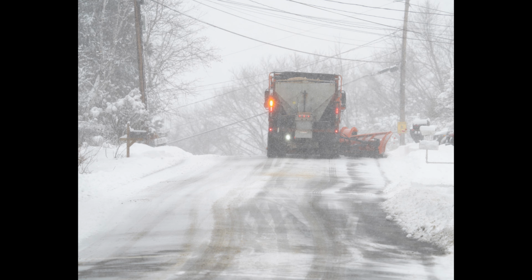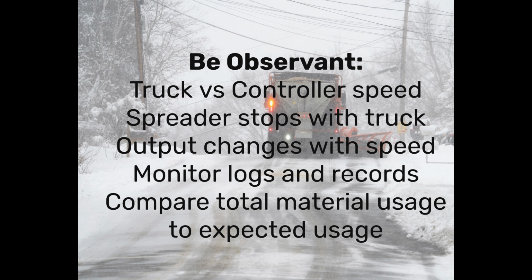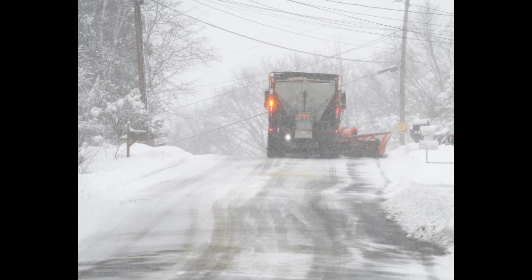There are also several simple day-to-day field checks operators can use to help identify potential issues. These include comparing truck speed to controller speed, confirming the spreader discharge stops when the truck stops, observing whether the output changes as speed changes, reviewing controller logs or route data, and comparing total material used to expected usage. These are not formal calibration methods, but they can help identify systems that are not performing as expected.